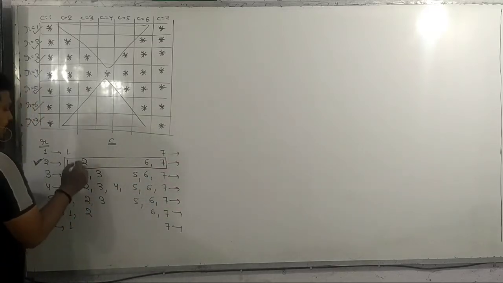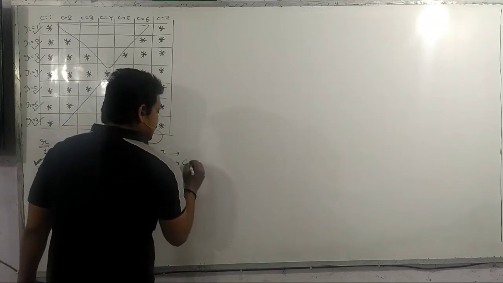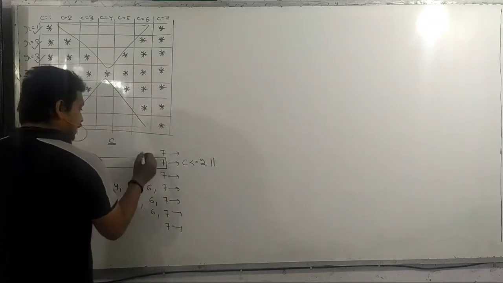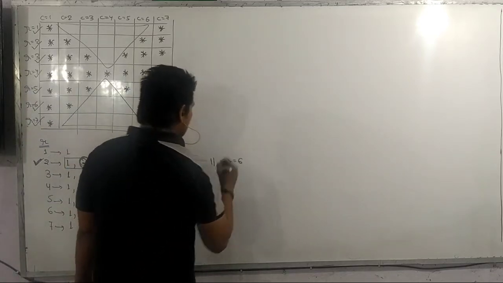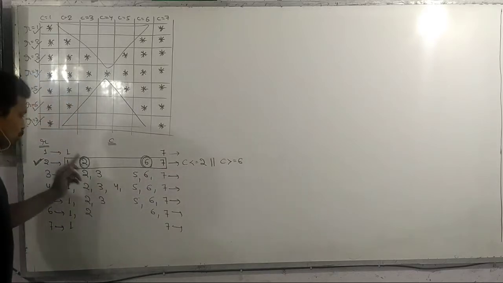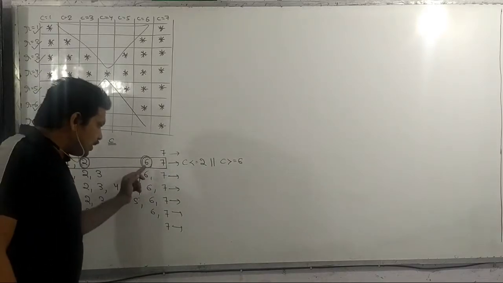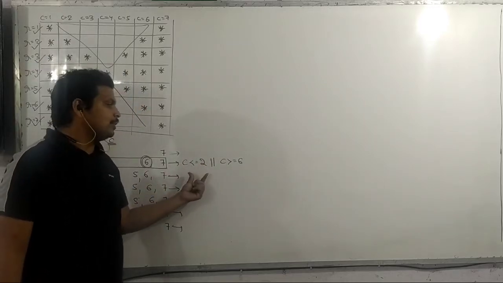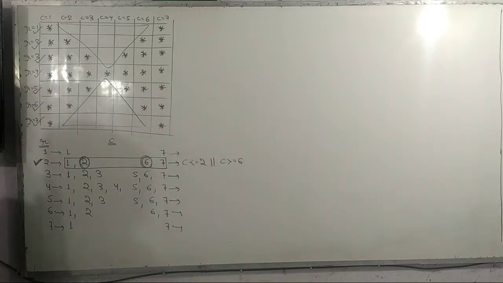So when c is less than equal to 2, logical or c is greater than equal to 6. Either the value of c stays 2 or less than 2, or the value of c stays 6 or greater than 6. So if either of these two conditions is true, print the star, okay, clear now?